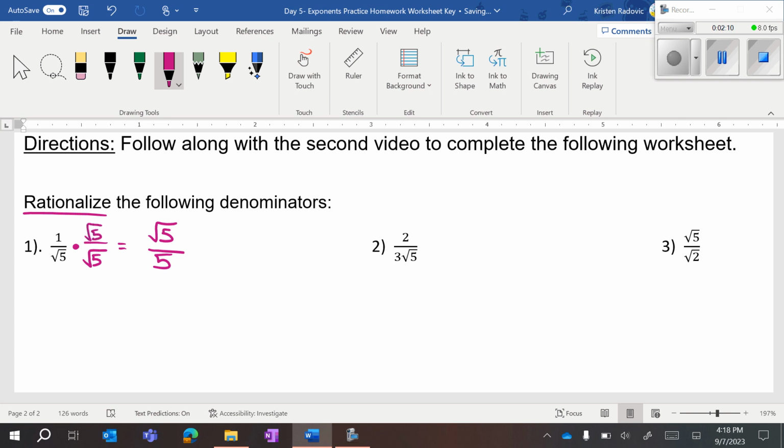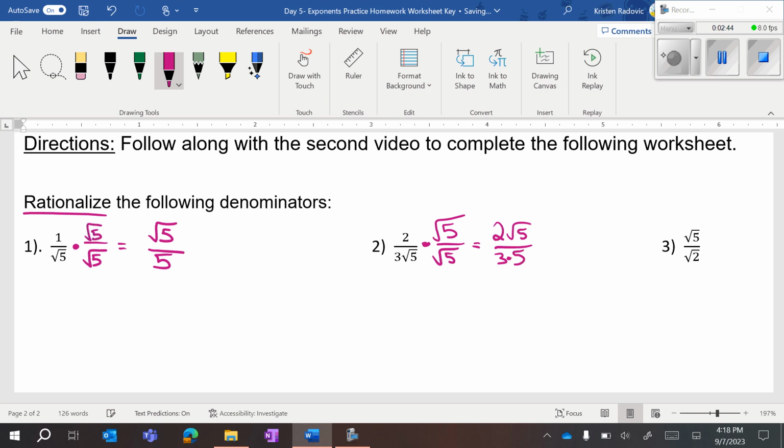So in the next one, we have a radical 5 in the denominator again. We want to get rid of that. I don't care about the 3 because the 3 doesn't have a radical. So I'm going to multiply by the radical 5 to get rid of it. But what I do to the bottom, I must also do to the top. And now I'm going to multiply straight across. 2 times radical 5 is 2 radical 5. On the bottom, I have the 3. And then radical 5 times radical 5 would give me 5.